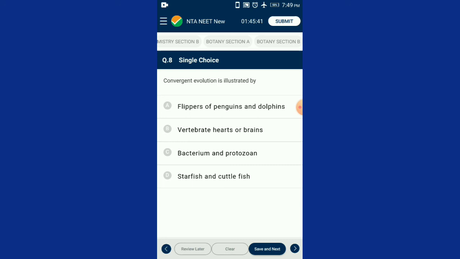Different structures evolving for the same function and hence having similarity. So the answer is option A. Flippers of penguins and dolphins are illustrated by convergent evolution.